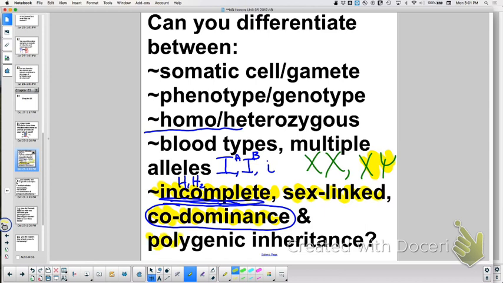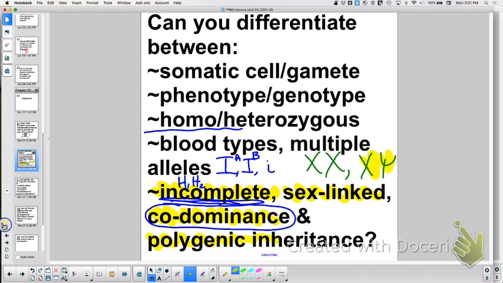Okay? Polygenic inheritance is also an exception. Because before we said, okay, your T's. If you have at least 1 big T, you're going to be tall. But polygenic, poly means what? Multiple. Multiple genes.